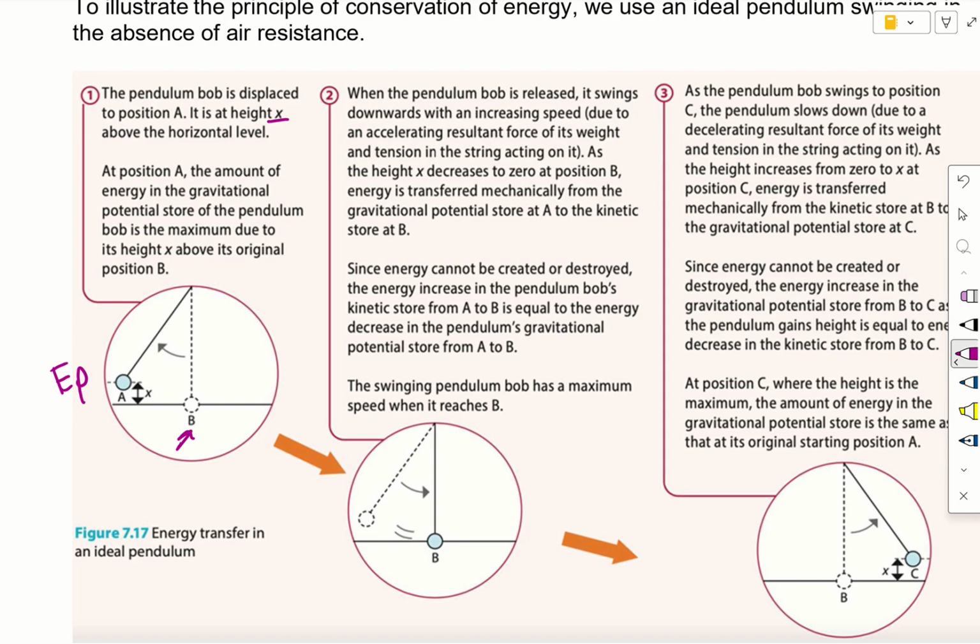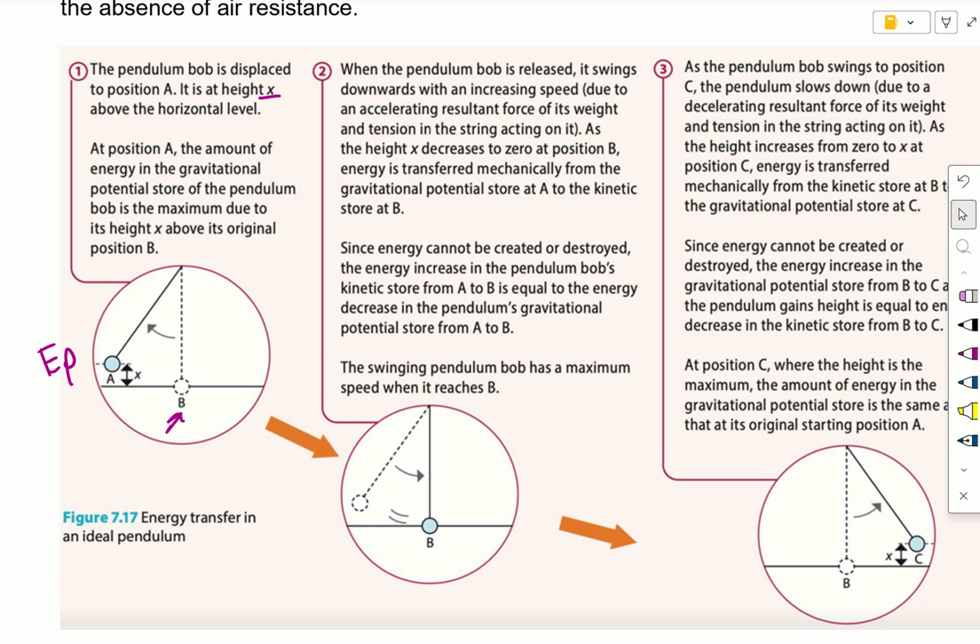So at position A, the amount of energy in the gravitational potential store is the maximum due to its height x. Let's say we bring it up to this height x, we have maximum energy in the gravitational potential store. Over here at this position, it is not moving, so v equals 0, so the EK equals 0.